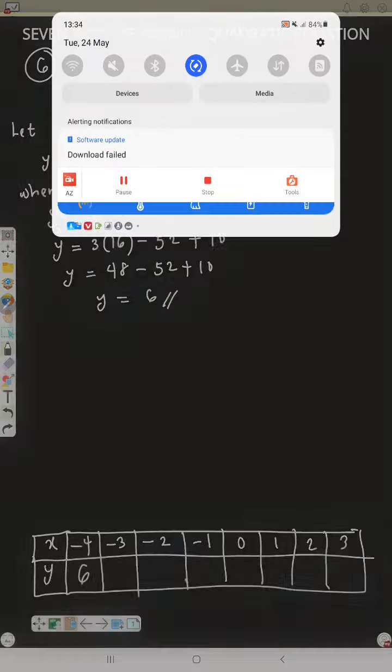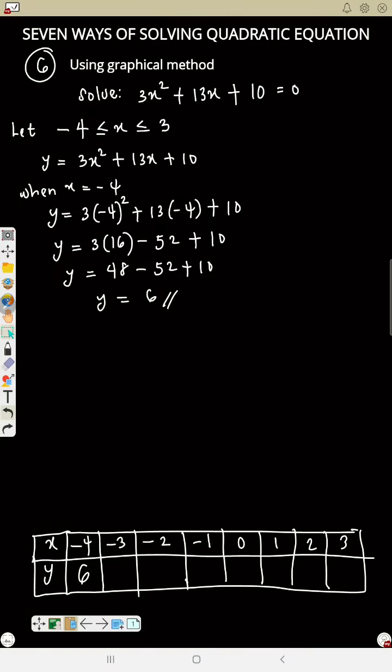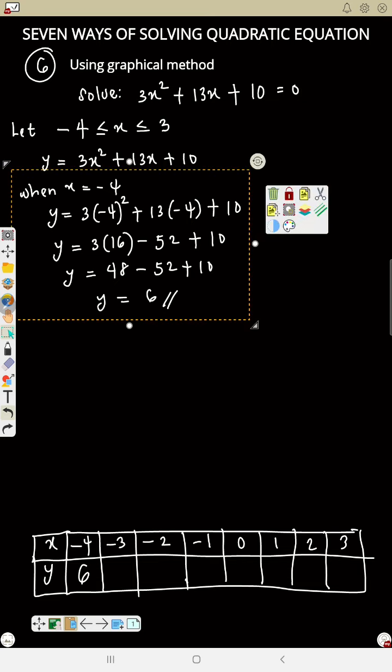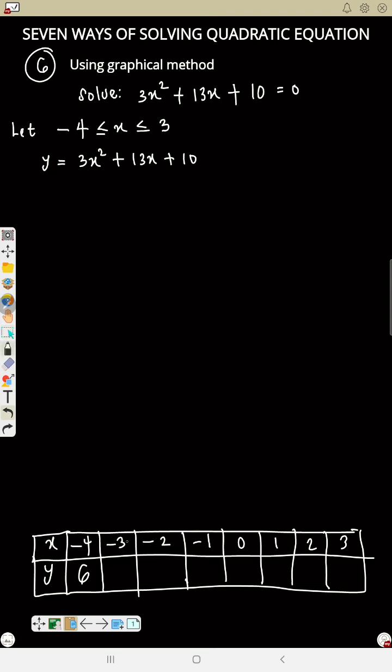Now, so let's solve for when s is minus 3.